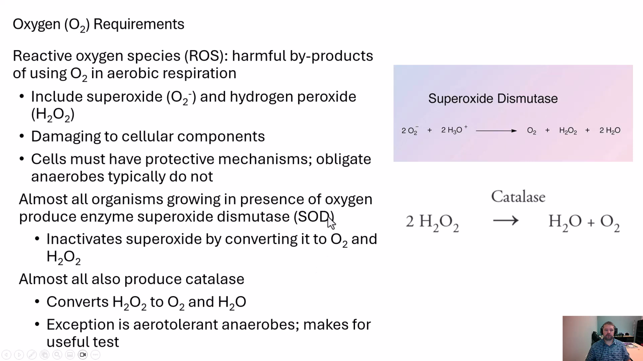So when we're talking about aerobic bacteria, instead of doing a test on where they are in a test tube, which might not separate aerotolerant anaerobes from aerobic bacteria, one way to get at that is to test for the presence of catalase or the presence of SOD. That can be a useful test to separate anaerobes that are tolerant of oxygen from aerobic bacteria that are utilizing oxygen.